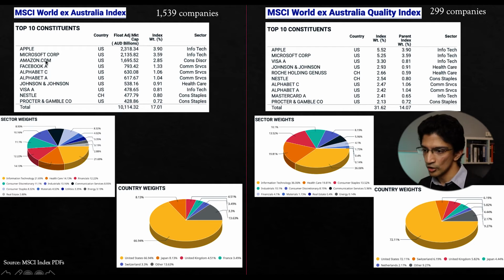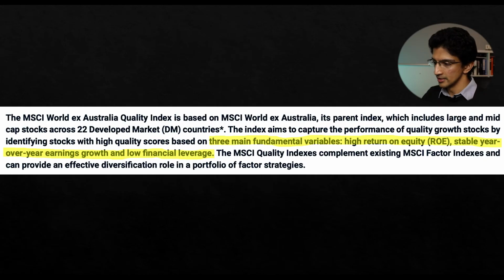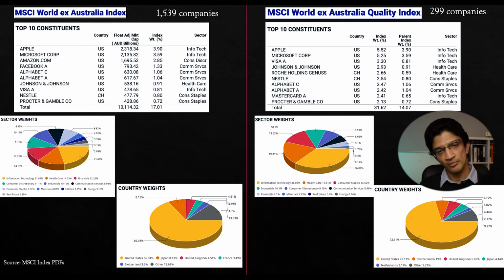And you can see a couple of the heavy hitters are not there in the Quality Index one for some reason. Amazon and Facebook have both been dropped. And instead you've got companies like Roche and MasterCard in there. So remember what it said before around it has high return on equity, stable year-on-year earnings, low financial leverage. I don't know enough about those other companies, but I'm guessing when they looked at those key metrics for Amazon and Facebook, it wasn't there, so they got dropped from the Quality Index.